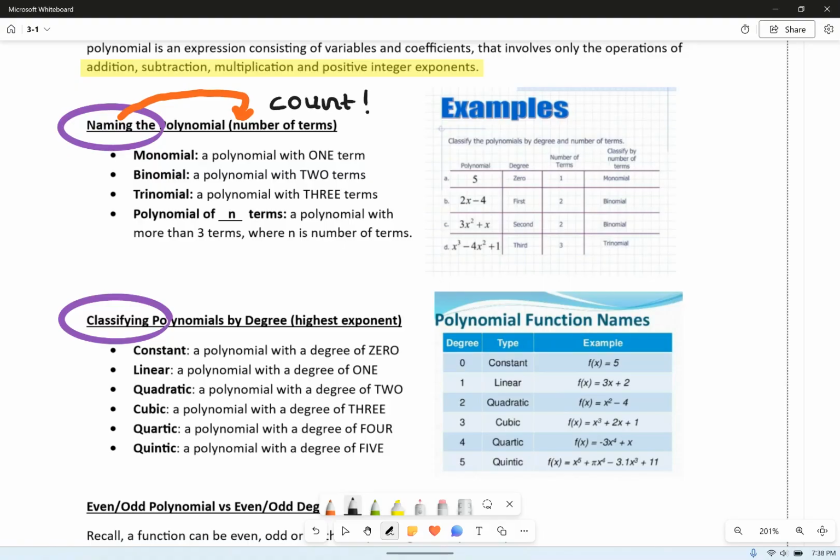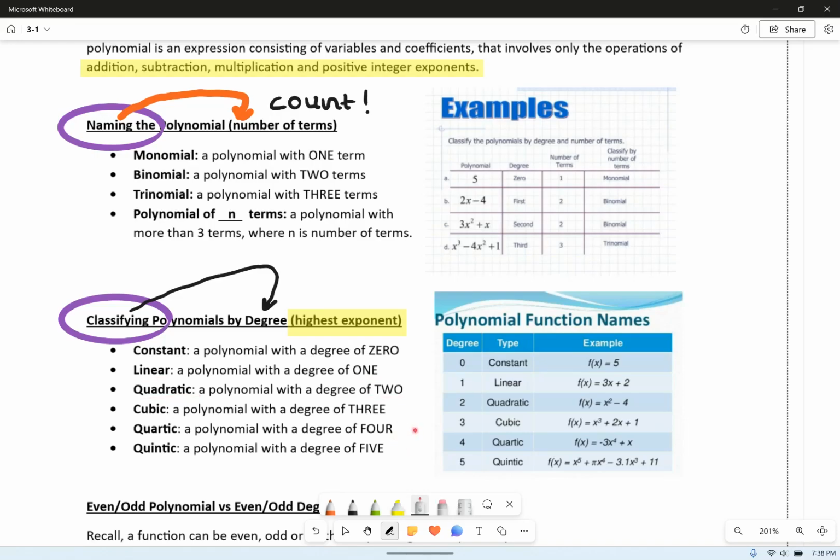All right, let's go over now to classification. Classification, on the other hand, has to do with regards to the degree. You want to find the degree, which in this case is going to be our highest exponent. You're going to look at every single term and find the highest exponent. If you find a degree of 0, you will classify the polynomial as constant. 1 as linear, 2 as quadratic, and so forth.